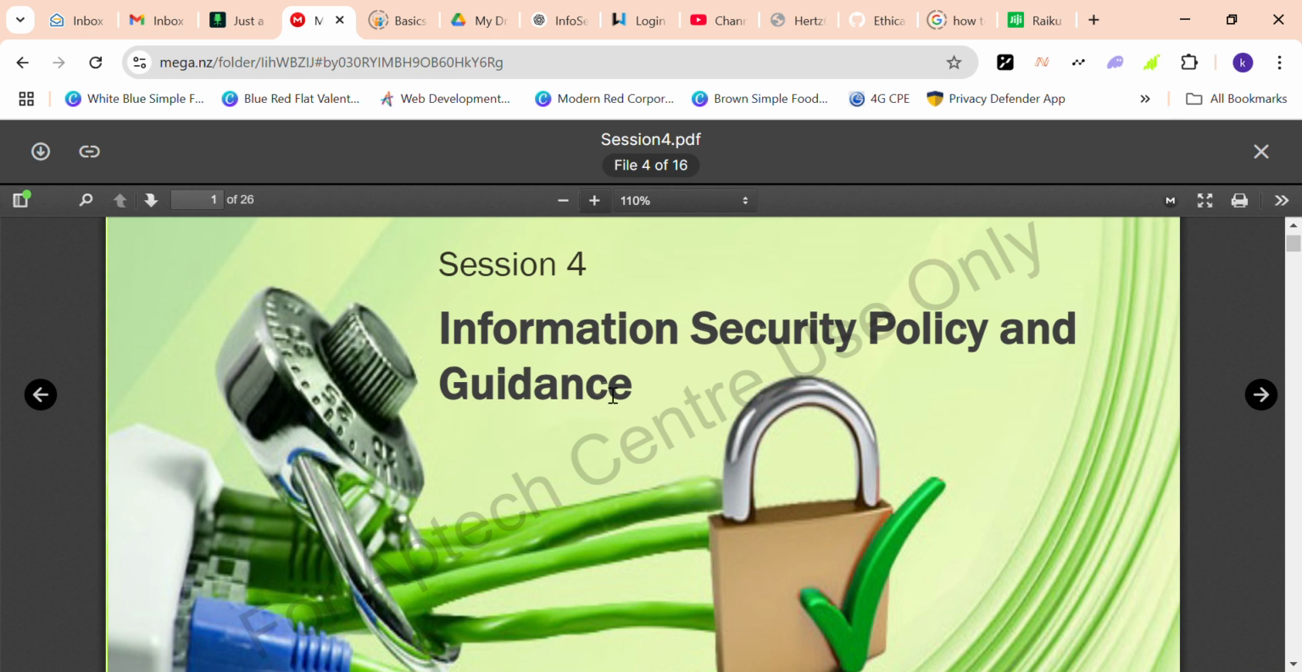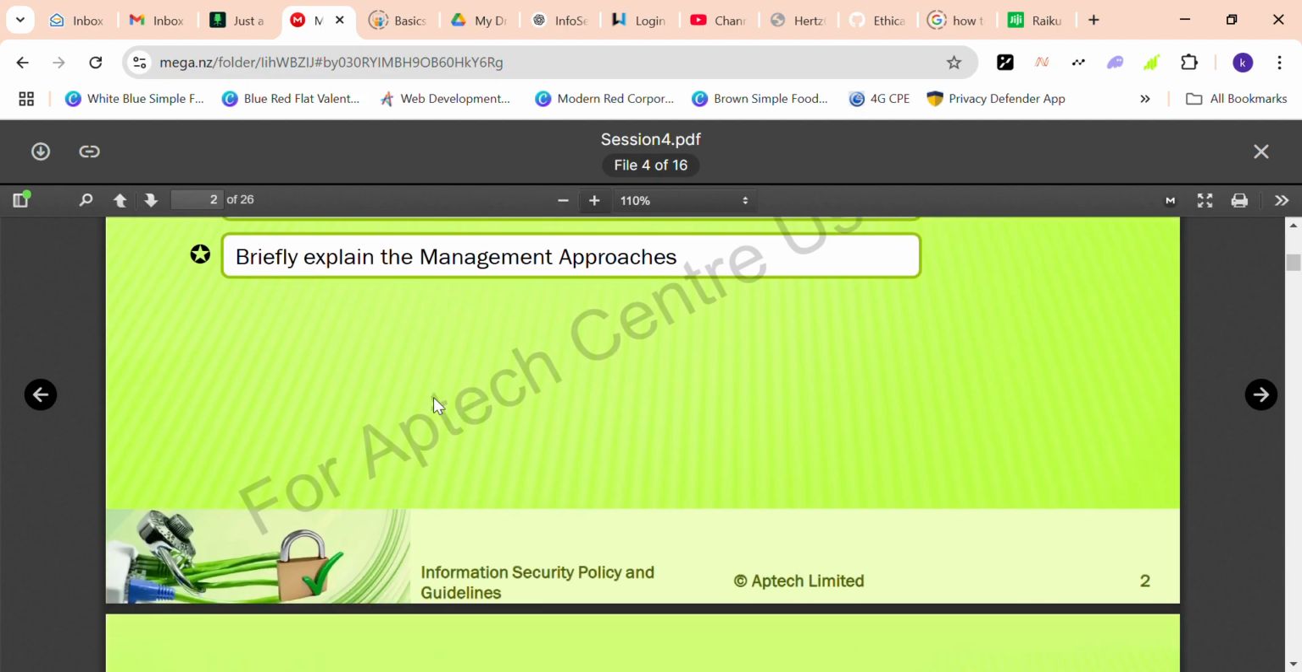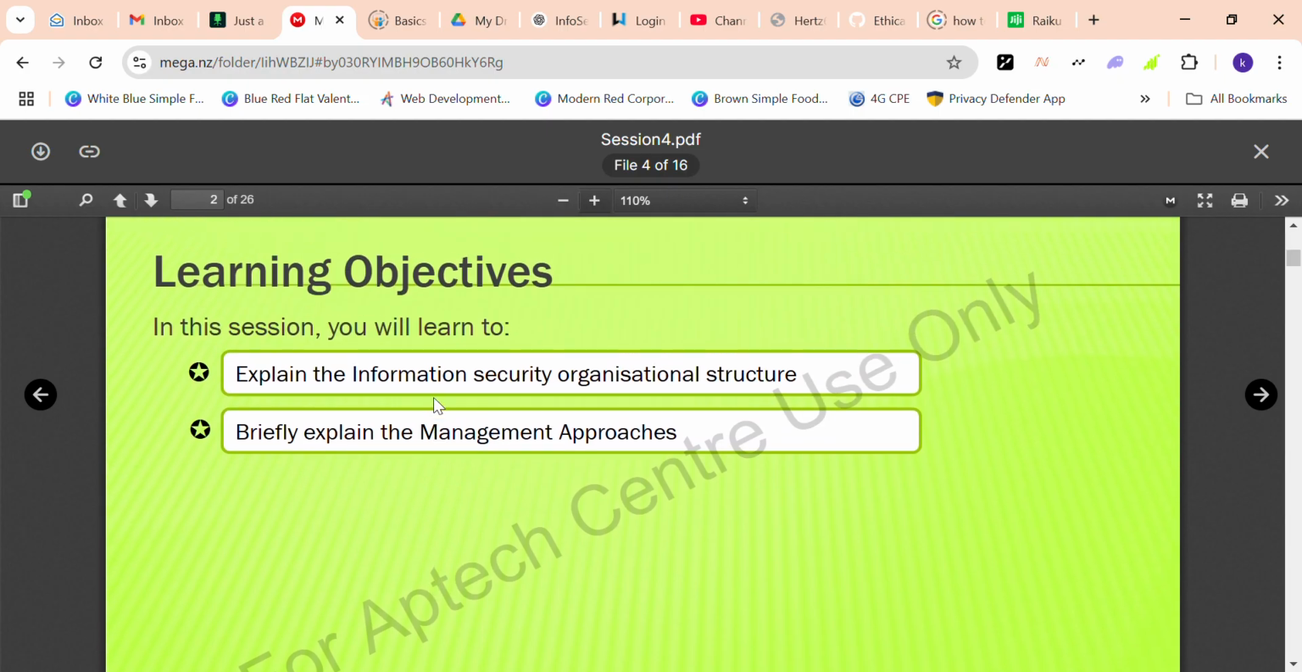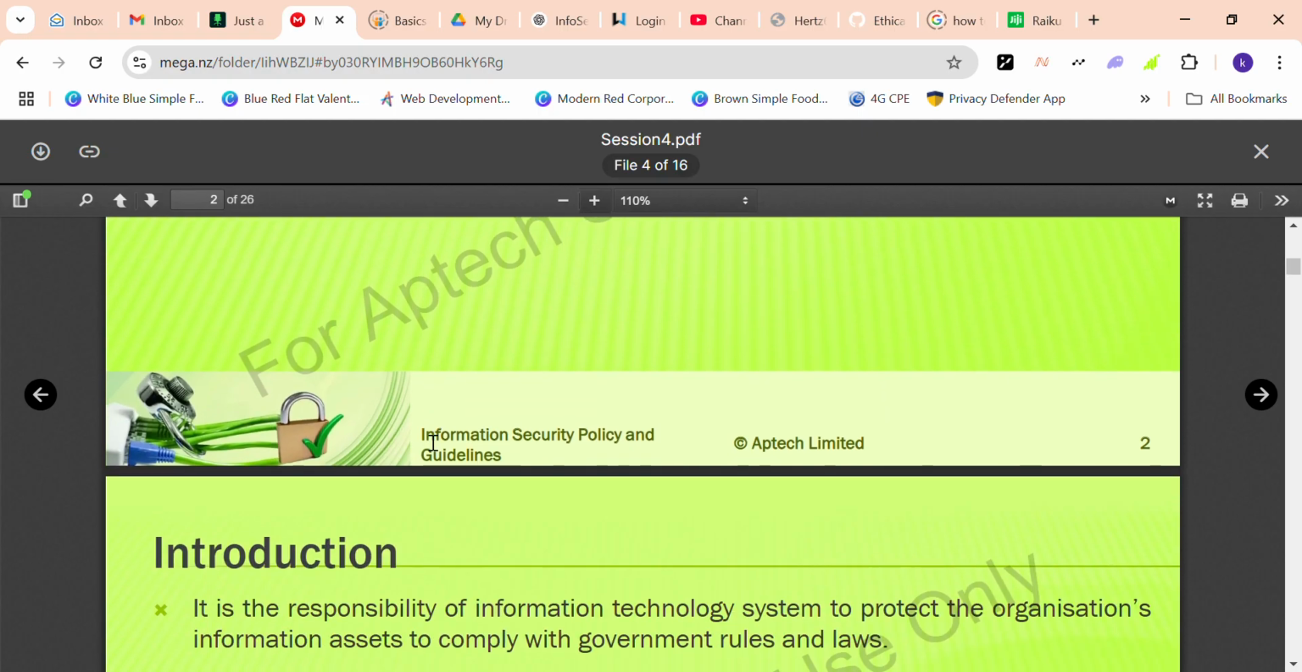So we are in section 4 now, information security policy and guidance. The learning objective will be to explain the information security organization structure and also briefly explain the management approach, the way we manage them. Those are the two areas we will cover in this session.